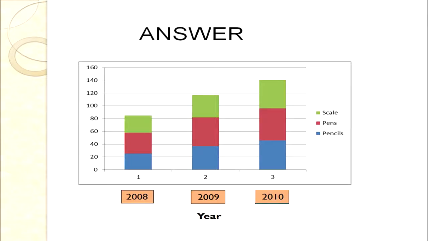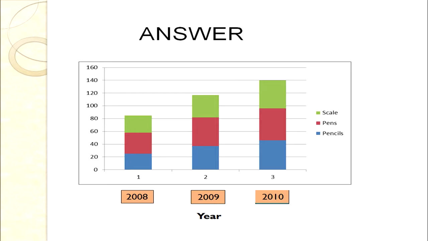On the x-axis we have mentioned years 2008, 2009, 2010. On the y-axis, you can see over here, colors have been given for scale, pens and pencils. In year 2008, blue shows pencils, red shows pens and green shows scale. So, the total length was 80. In the previous slide, the data was given. We have just plotted pencils first, drawn a line, and then for the pens, just added up to get a cumulative value, drawn the next line, and the left space is for scale.